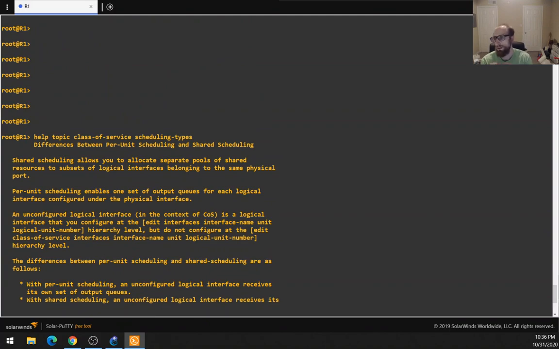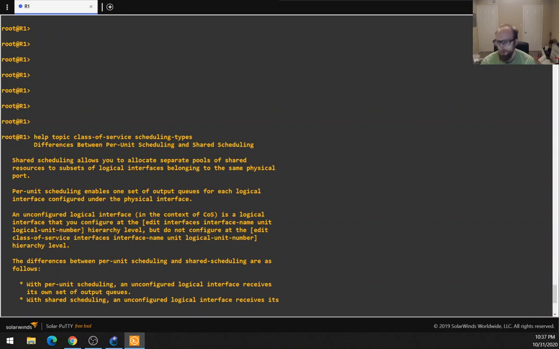Okay, so this is differences between per unit scheduling and shared scheduling. Shared scheduling allows you to allocate separate pools of shared resources to subsets of logical interfaces belonging to the same physical port. Per unit scheduling enables one set of output queues for each logical interface configured under the physical interface. An unconfigured logical interface in the context of CoS is a logical interface that you configure at the edit interfaces, interface name, unit, logical unit number, hierarchy level, but do not configure at the edit class of service, interfaces, interface name, unit, logical unit number, hierarchy level.